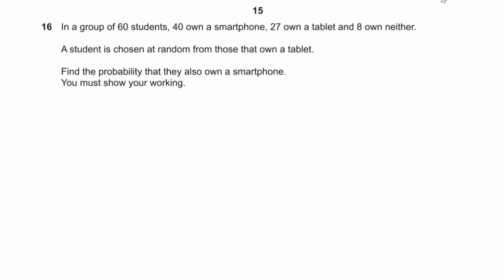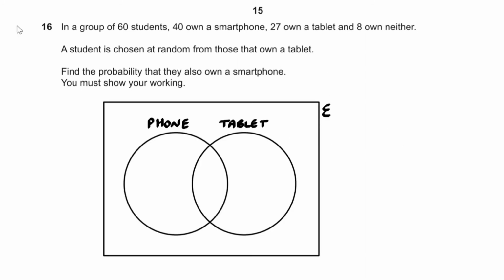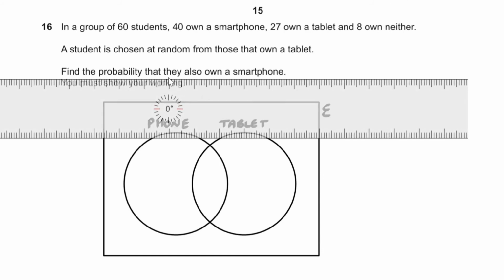Question number 16. In a group of 60 students, 40 own a smartphone and 27 own a tablet and 8 own neither. A student is chosen at random from those that own a tablet. We have to find the probability that they also own a smartphone. You must show your working. Well, here is a Venn diagram which we can sort this information. We've got phone, tablet, and the intersection of both is what we need to find. So what we need to find is the probability that they also own a smartphone.